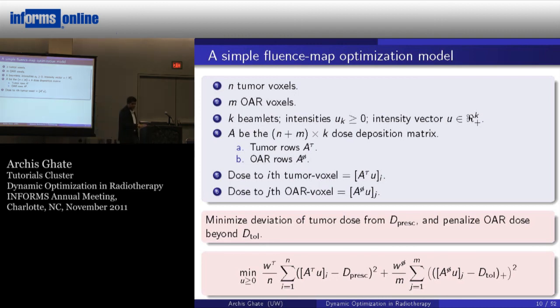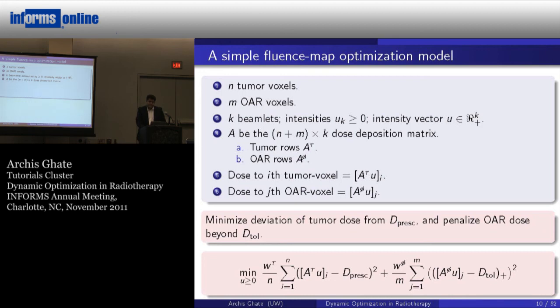And then you can imagine the exact same thing will be true for A phi, which is my OAR dose deposition matrix. So I multiply that with u and take the jth component to figure out how much dose will be delivered to the jth OAR voxel. Okay, so that's basic terminology that I will use again and again throughout this talk in different contexts.